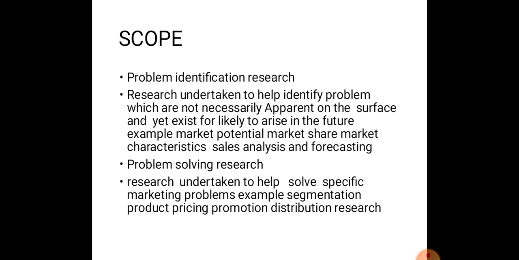In problem solving research, research is undertaken to help solve specific marketing problems. Example: segmentation, product pricing, promotion, distribution research. Problem solving research identifies the specific marketing problems which a company is facing and tries to provide the specific solution of the specific problem, like segmentation related, product pricing related, promotion and distribution related research. These are the two types of research which come under the scope of marketing research.